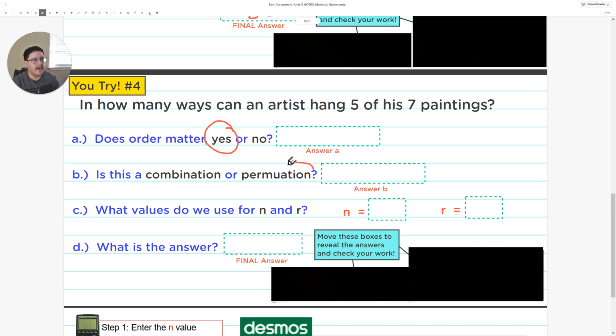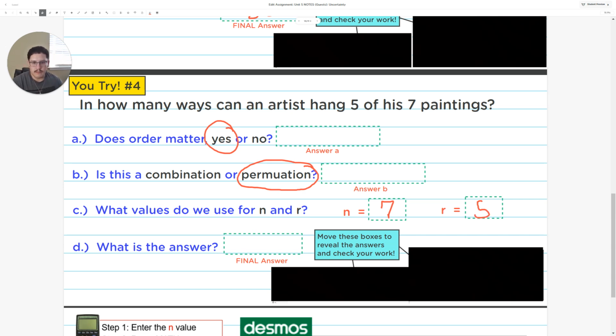Now, because order matters, we have permutation. What are the N and R values? N is your total amount, so how many total paintings do we have? We have 7 total paintings. How many are we choosing to hang? 5.